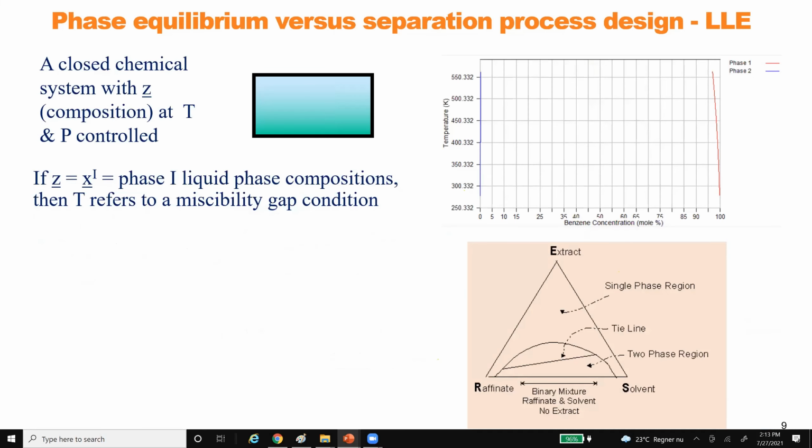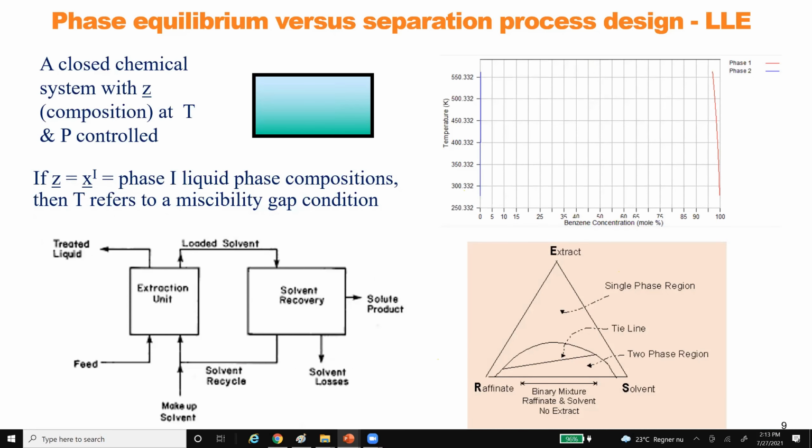As I said before, if we wanted to recover the product from benzene, then we would put a solvent. The solvent will be on the right-hand side. The raffinate, that is benzene, would be on the left-hand side, and the product will be the extract that will be at the top. And if we can get a two-phase region, then we can extract the product from benzene, and we can have a liquid-liquid extraction first, and then we recover the solvent and recycle the solvent.